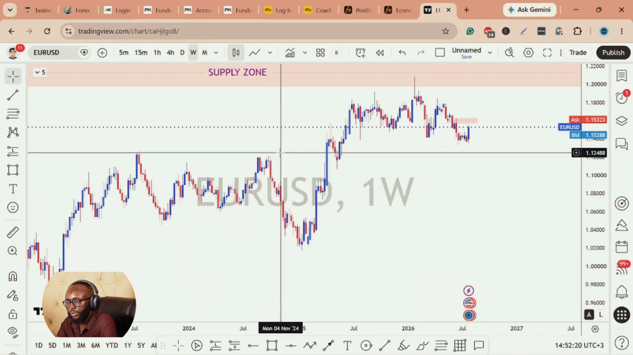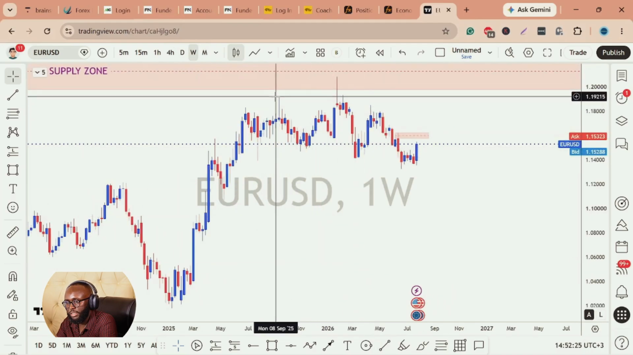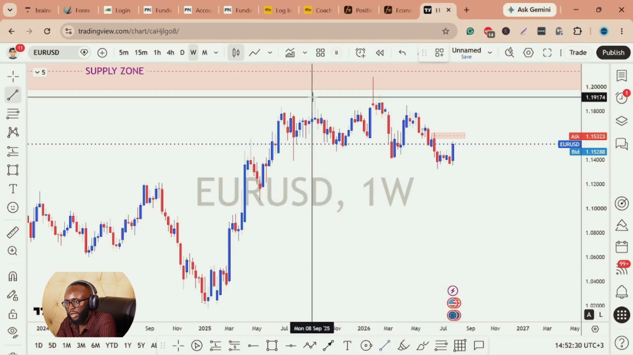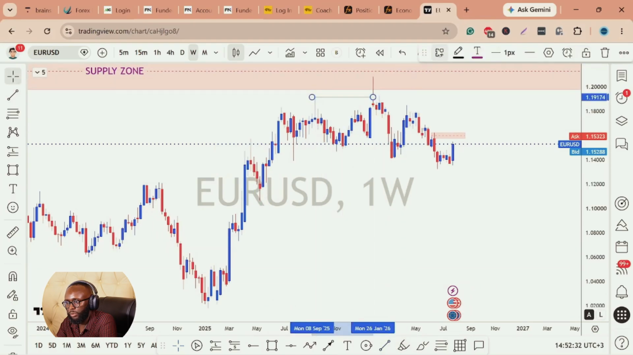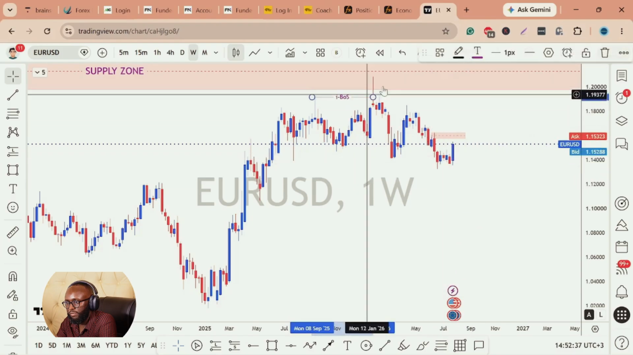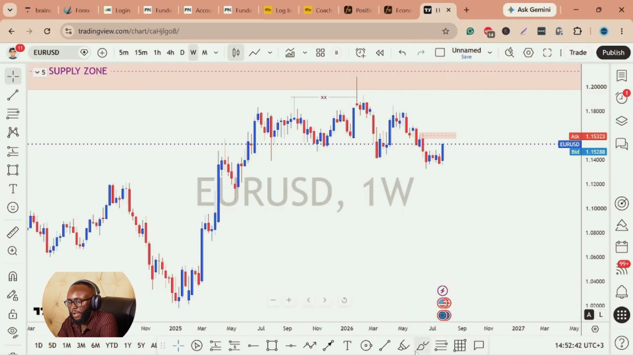Now, if we go to the weekly time frame, you'll be able to see that price did this liquidity sweep over here from the weekly time frame. That tells you why we've always been looking for sales as well. So this was the last break of structure, or rather, it's more of a liquidity sweep from that level over there.